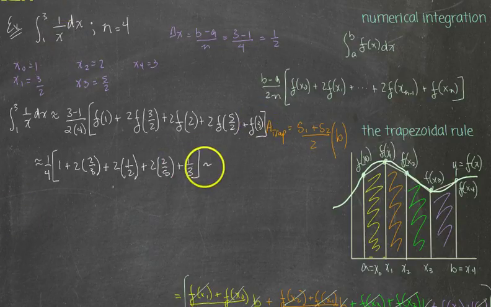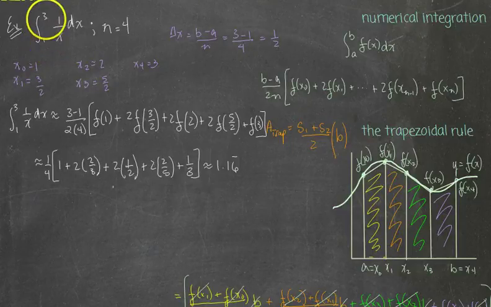So a little arithmetic by way of calculator, I get the approximate value 1.16 and 6 repeats. So this is the approximate value of the definite integral on the interval from 1 to 3 of 1 over x dx.